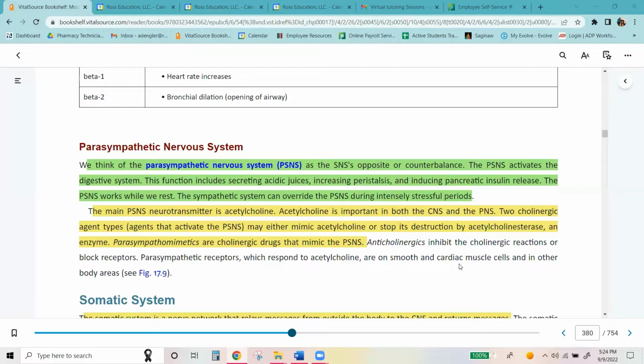The main PSNS neurotransmitter is acetylcholine. It is important in both the CNS and the PNS. And 2 cholinergic agent types, agents that activate the PSNS, may either mimic acetylcholine or stop its destruction by acetylcholinesterase, an enzyme. Parasympathomimetics are cholinergic drugs that mimic the PSNS.